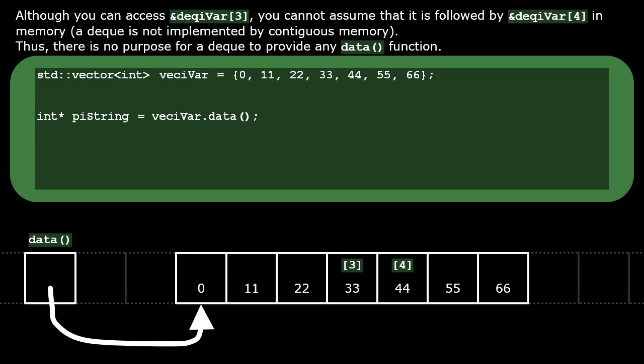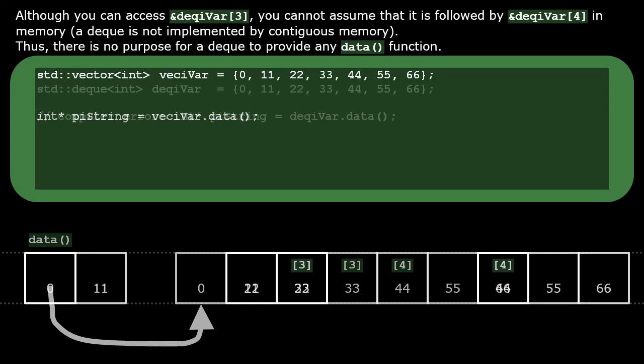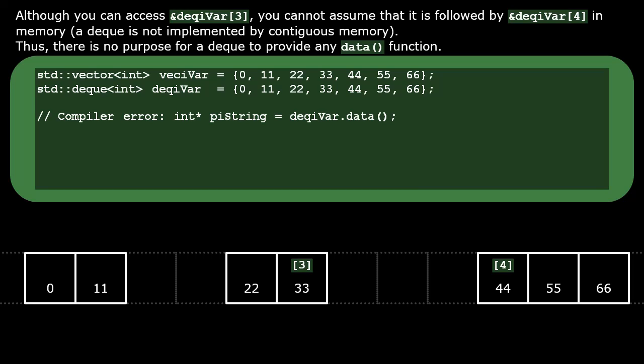A vector stored its items in contiguous memory, so its item number 4 was guaranteed to be stored immediately following its item number 3. A Deque does allow random access to its items, but you cannot make that same contiguous memory assumption for a Deque. Consequently, a vector's data function, which had provided access to the memory allocation block as a whole, would serve no purpose for a Deque, so it doesn't even exist.